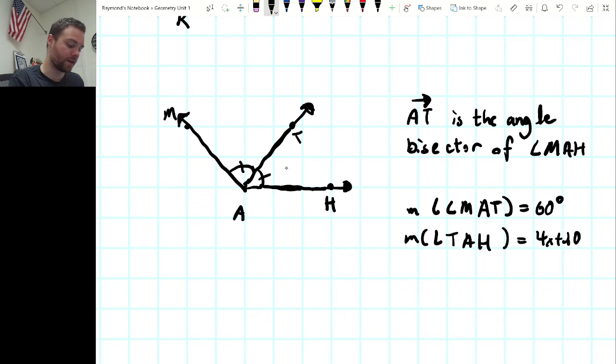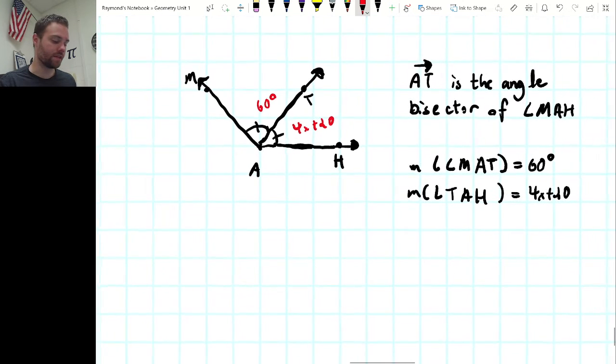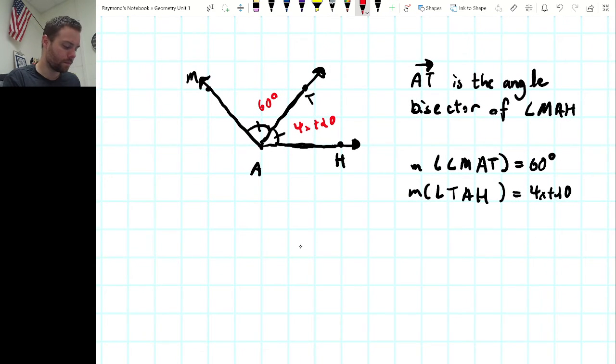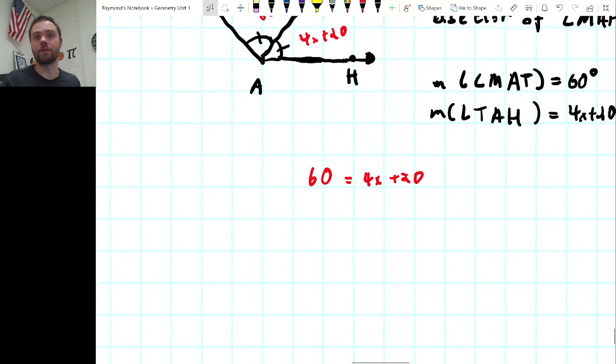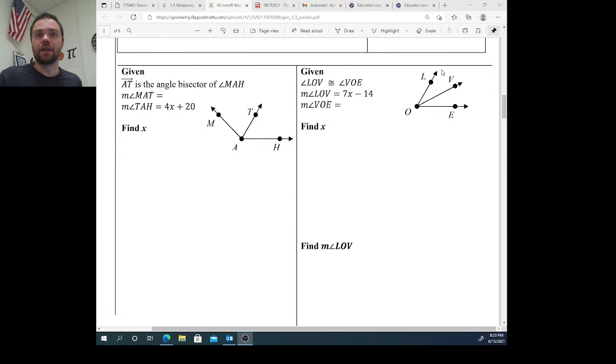Okay? So what we've got is this piece is 4x plus 20, and this piece is 60 degrees. And the cool thing is, since they're equal, we can say that 60 is going to equal 4x plus 20. Okay? So that's something that we know. And over here, it's telling us to find x. So that's the key.